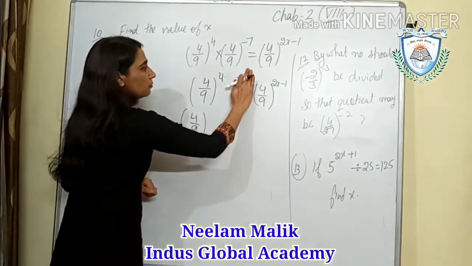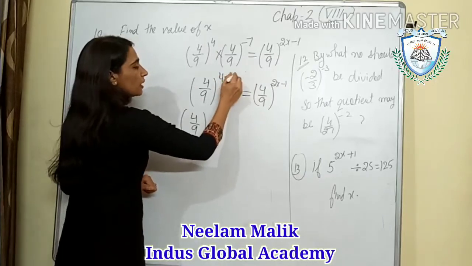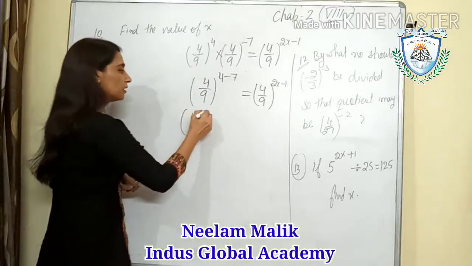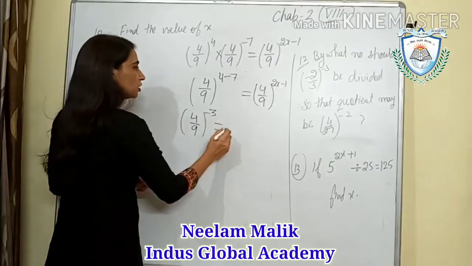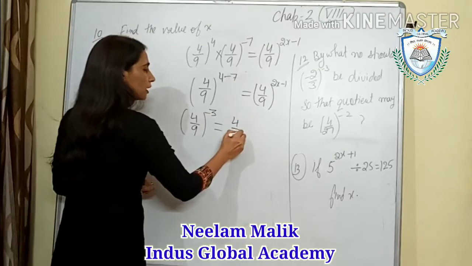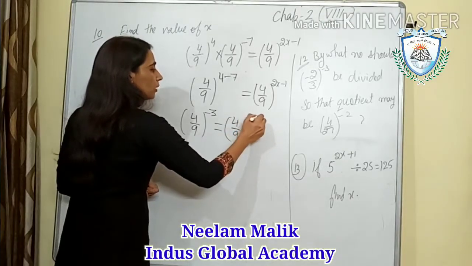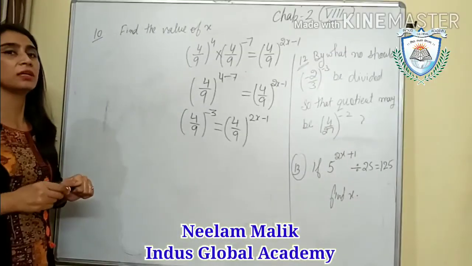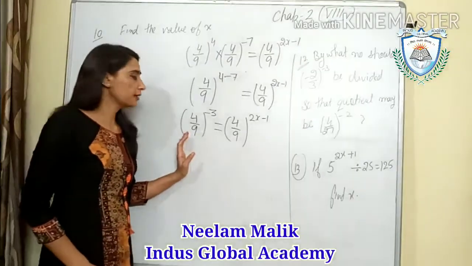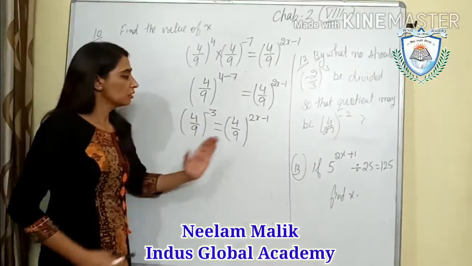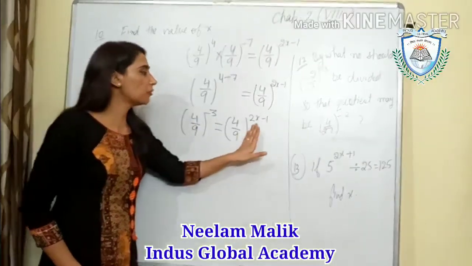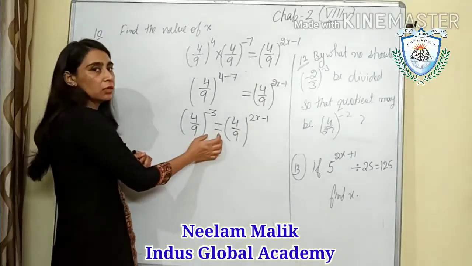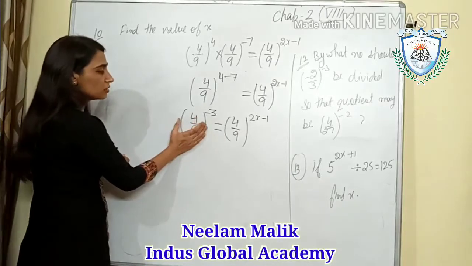Or we can say 4 minus 7. Yes, 4 minus 7. So what will be our power? Power will be minus 3. Power will be minus 3 is equal to 4 upon 9, the whole power 2x minus 1. Now look at here. This is 4 upon 9 and the power of this is minus 3. This is also 4 upon 9 and the power of this is 2x minus 1. But they both are equal. This is equal to this.